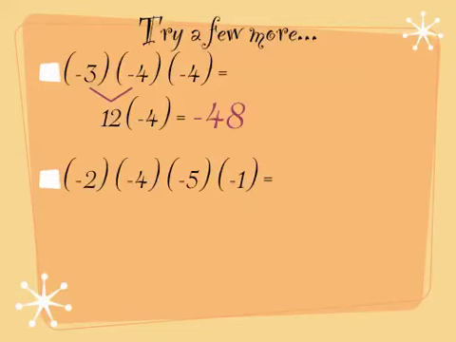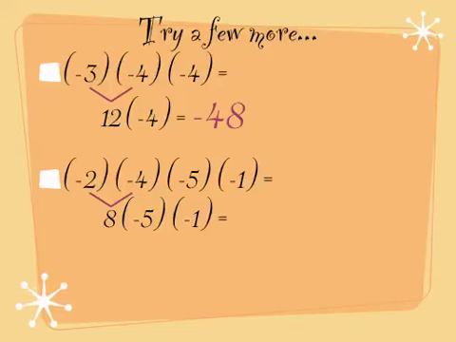The next example, we're multiplying four numbers together. We have negative 2 times negative 4 times negative 5 times negative 1. Go ahead and group them together. Negative 2 times negative 4, multiplying two negative numbers means that I'm going to have a positive, and 2 times 4 is 8. I went ahead and I brought down multiplying by negative 5 and negative 1.